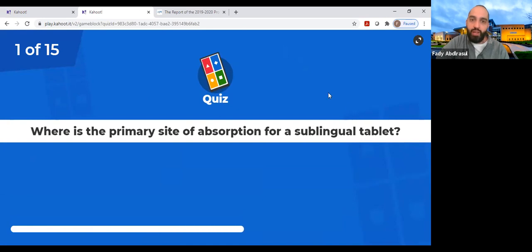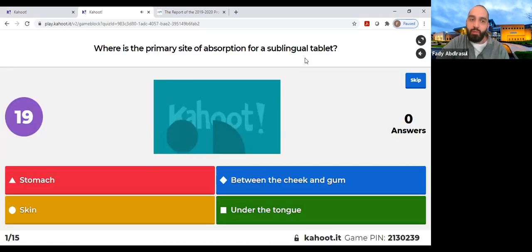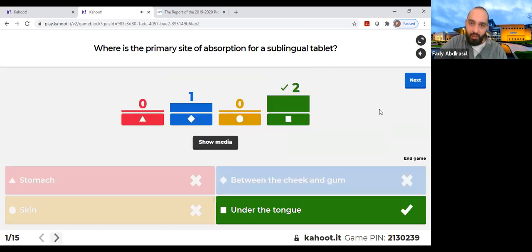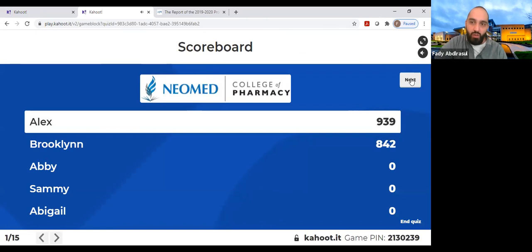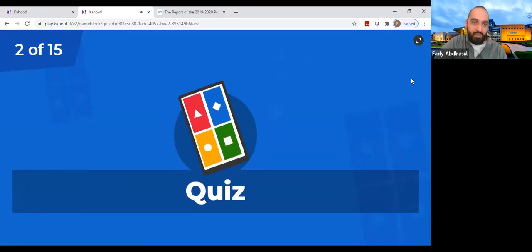All right, where's the primary site of absorption for sublingual tablets? All right, so we have 3 respond. Under the tongue, excellent. Yes, remember sublingual, so under the tongue. Excellent. All right, Alex is in the lead.